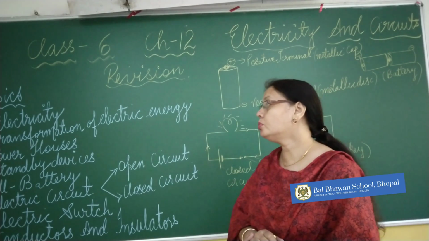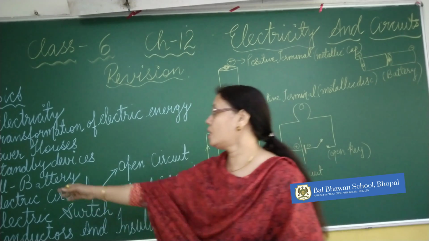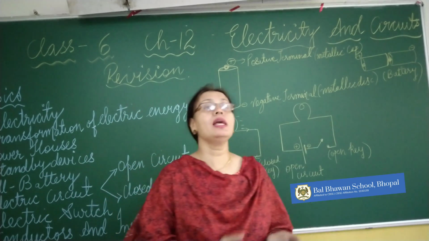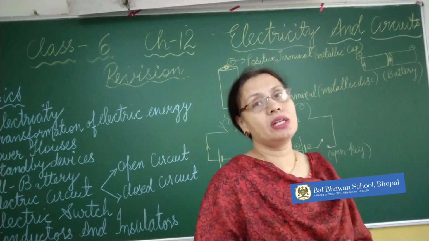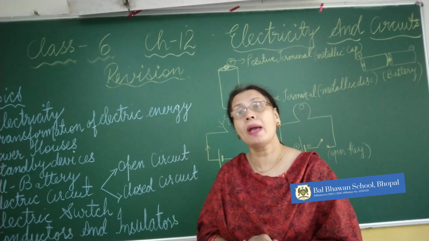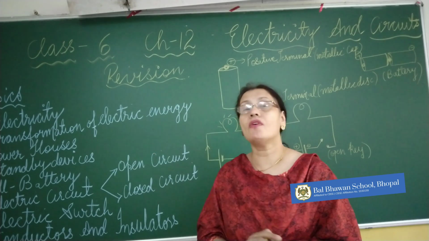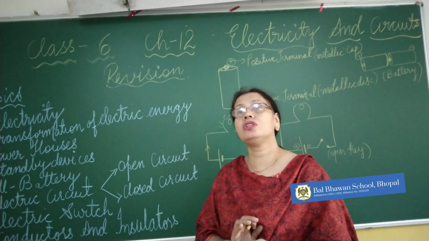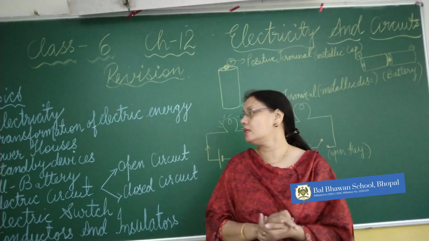Now coming to the cell and battery. What is a cell? A source of electric current is known as cell. It stores electricity in it in the form of chemicals. So in case of a cell, the chemical energy is changed into electrical energy.